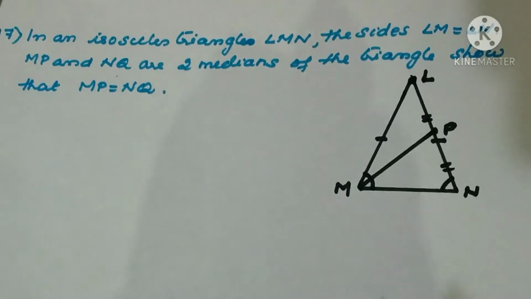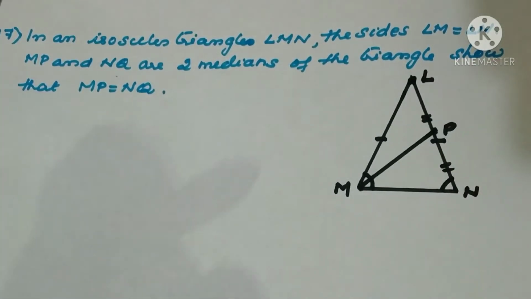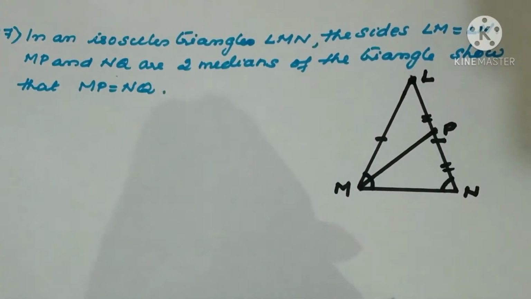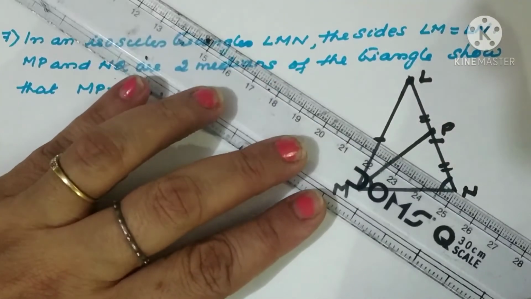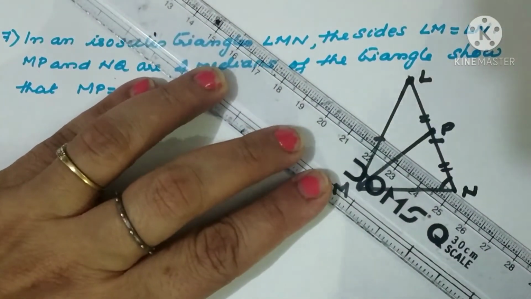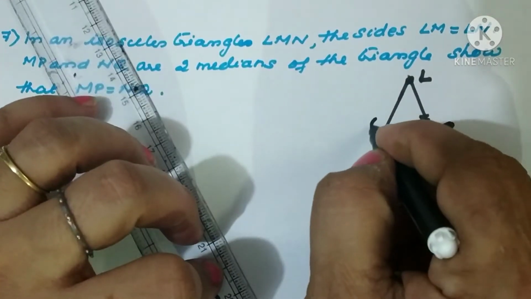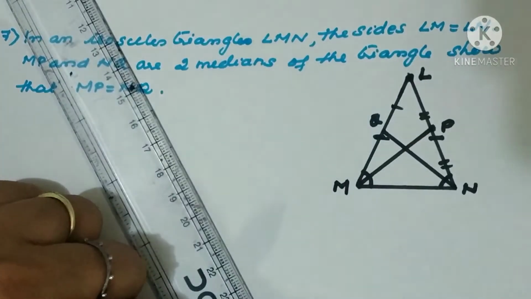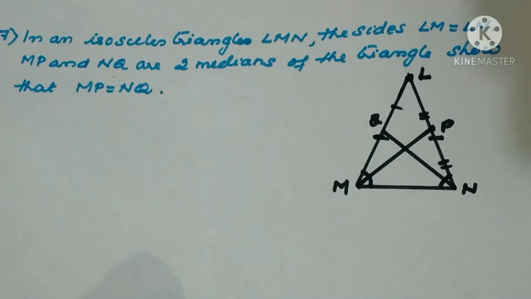What is the definition of the median? The line segment joining the vertex and the opposite side's midpoint. Similarly, we have to draw the other one, that is NQ. So Q is here. Already I marked two, here I'll mark like this. So single line. So LQ equal to MQ, because Q is the midpoint.